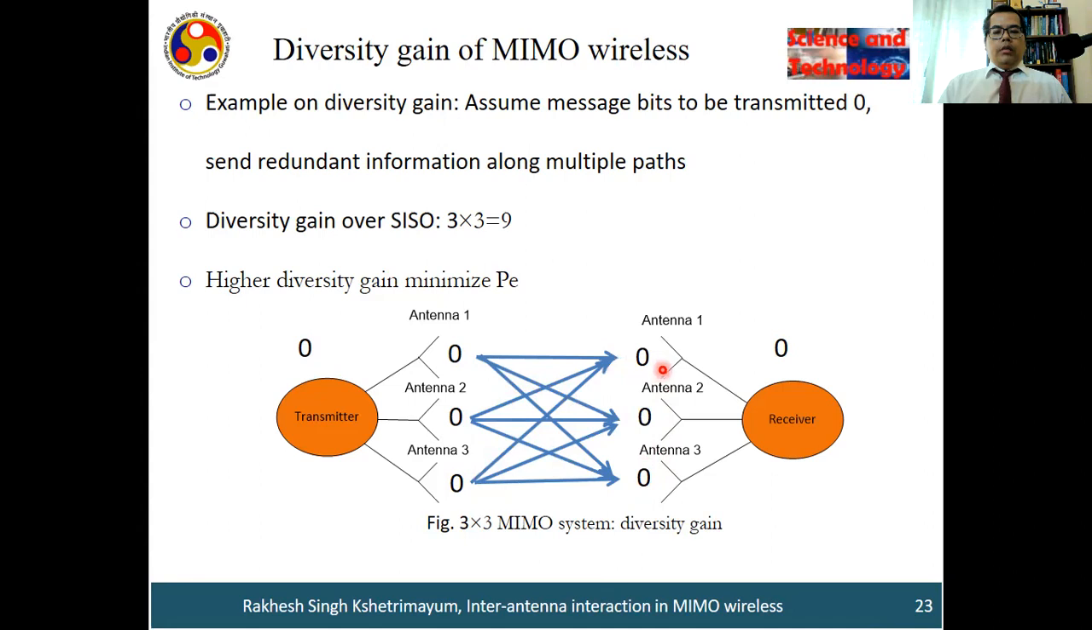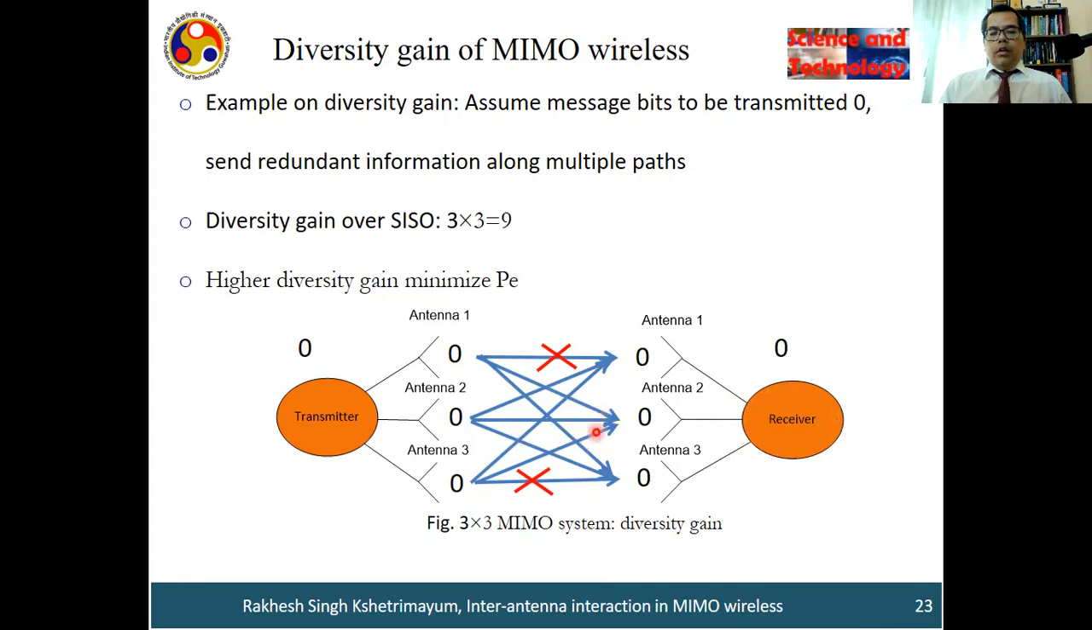So what is the advantage of transmitting the same bits from all these antennas here? The idea is if any of the links is down, there's a blockage here, shadowing here, then this antenna won't be able to receive the signal which is transmitted from antenna 1 and antenna 3. Okay, so no issues. We still have the remaining paths where this signal will reach the receiver. So the message which has been transmitted from the transmitter can be easily decoded from the remaining paths.